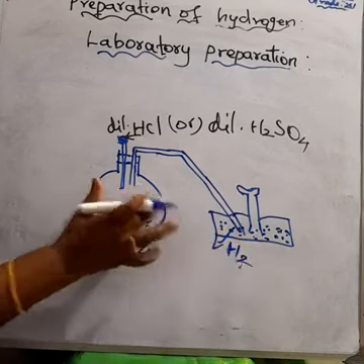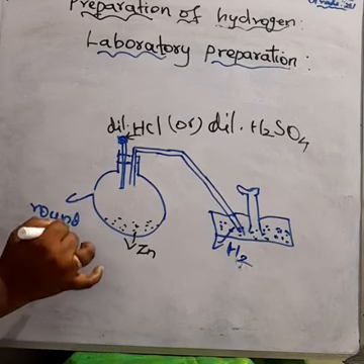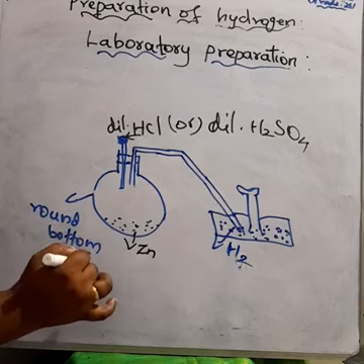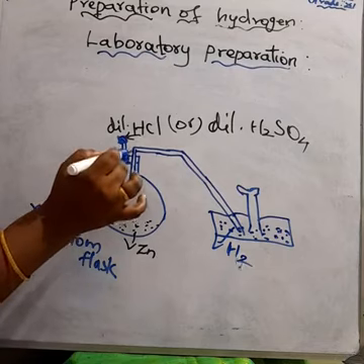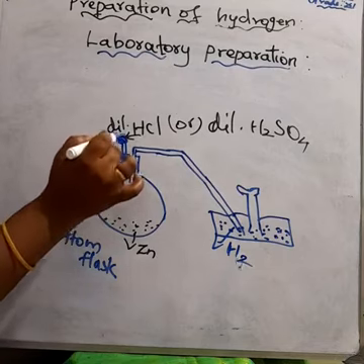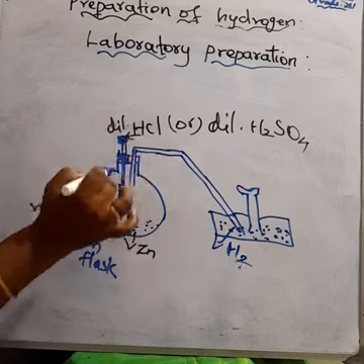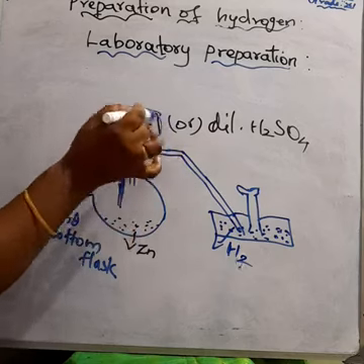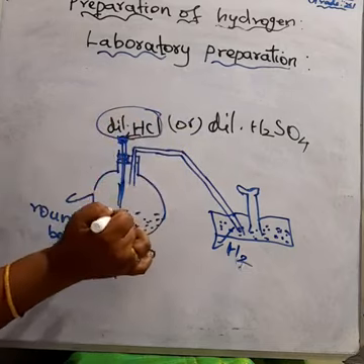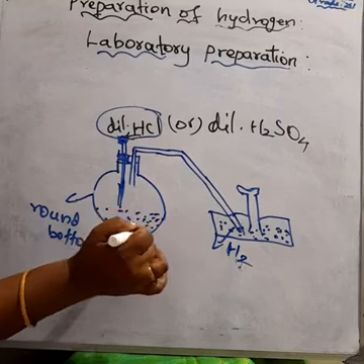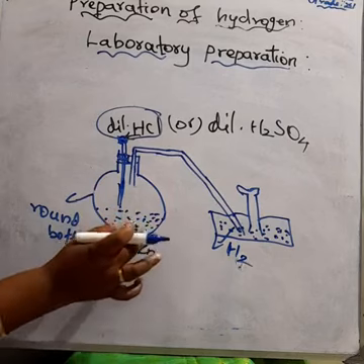A round bottom flask, with a cork, and with this glass tube we enter the hydrochloric acid or sulfuric acid, poured into the round bottom flask, and already we have put in the zinc dust, zinc metal.